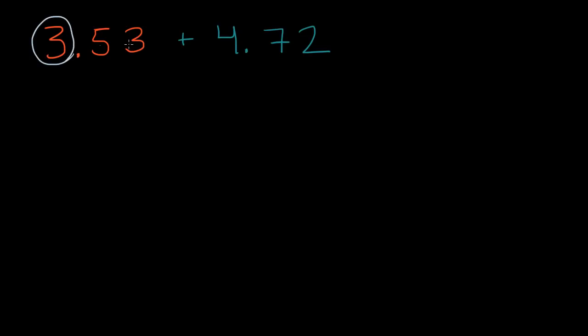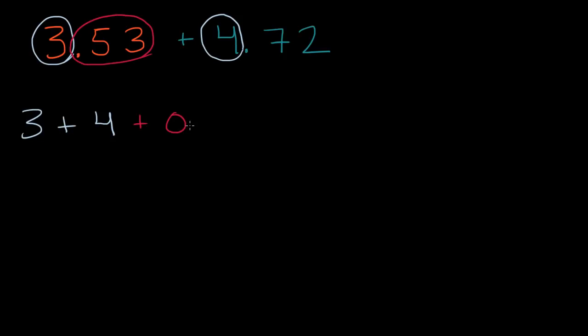Let's do another example. So let's say that we have 3 and 53 hundredths, and we want to add that to 4 and 72 hundredths. Like always, pause this video and see if you can figure it out on your own. So like we did in the previous example, we could add the ones, 3 ones plus 4 ones. So it's going to be 3 plus 4. And then we could add the hundredths, plus 53 hundredths plus 72 hundredths.